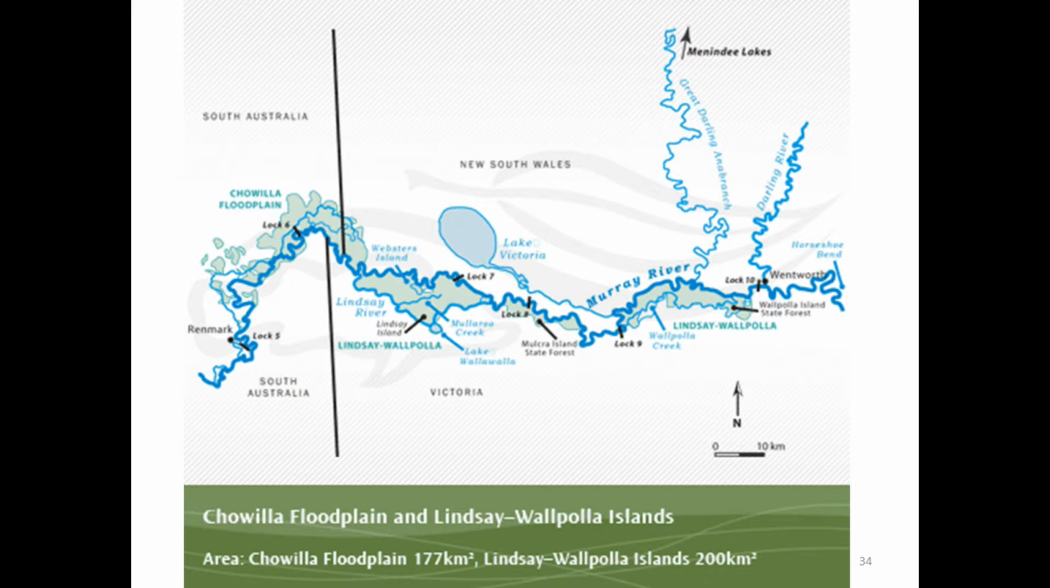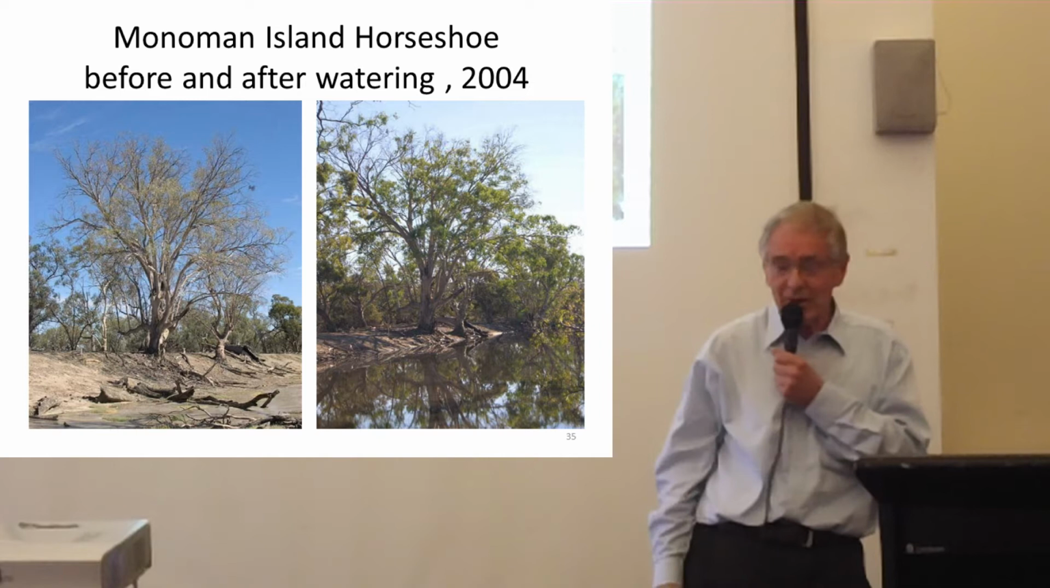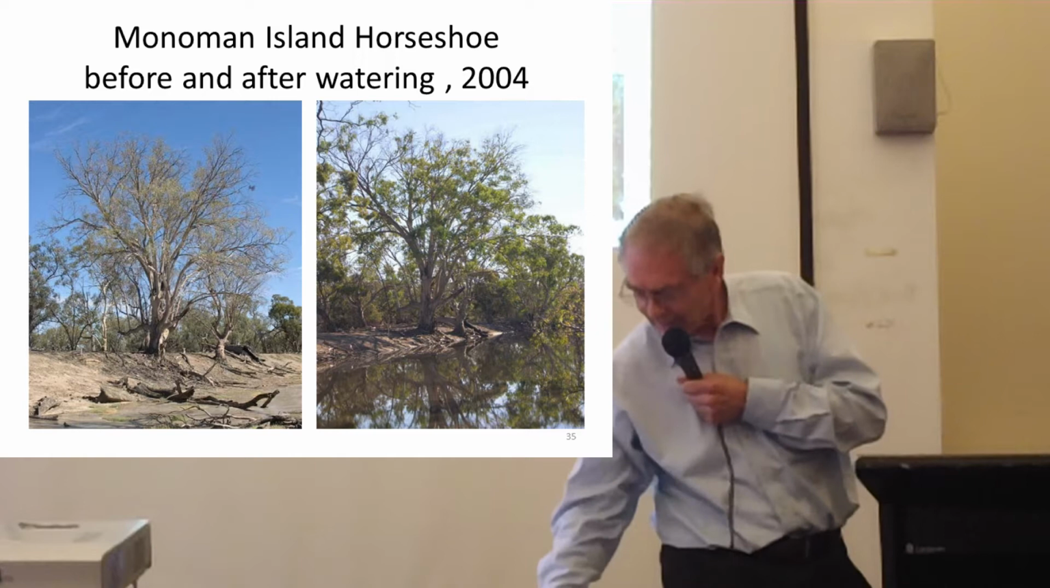Another problem was, of course, the lack of flooding over these floodplains. I won't go into that very much because of time, but we were able to show in that time that watering, environmental watering, can be effective if you get it in time. This was the Monon Island area in the shallow floodplain.